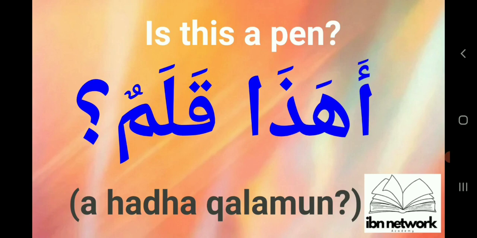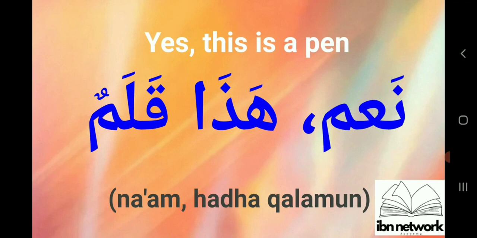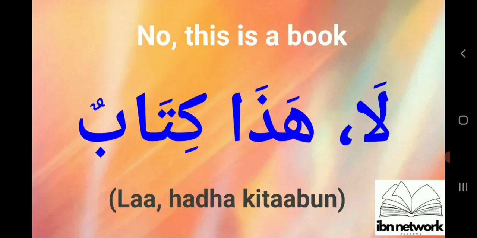Is this a pen? If yes, then you say Naam. Yes. Hadha qalamun. Naam is the word for yes. So you say Naam. Hadha qalamun. This is a pen. And if it's not a pen, you say La. No. Hadha kitabun. This is a book. La simply means no. La hadha kitabun. No, this is a book.